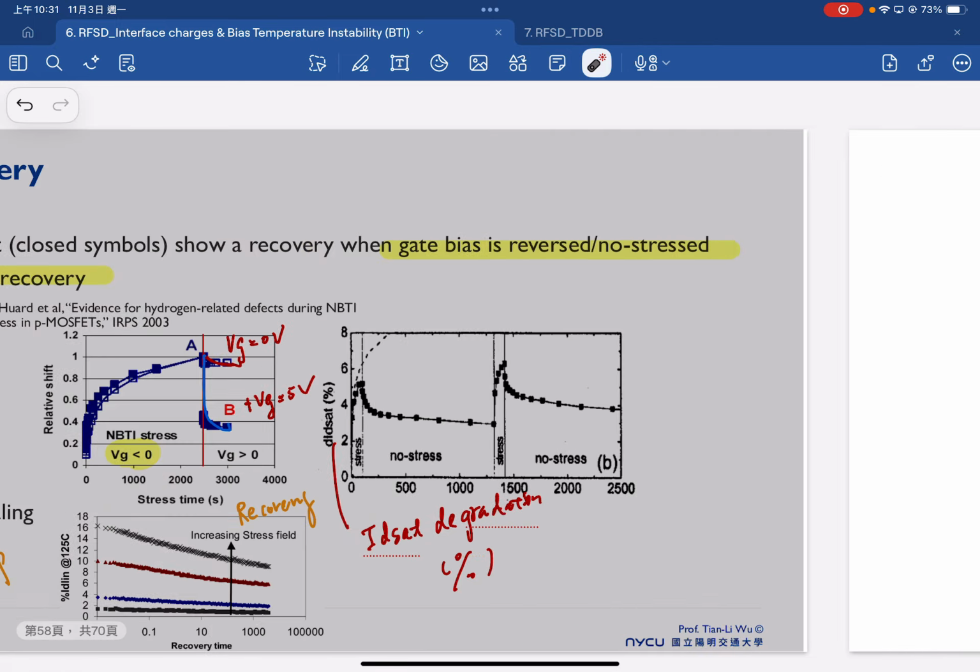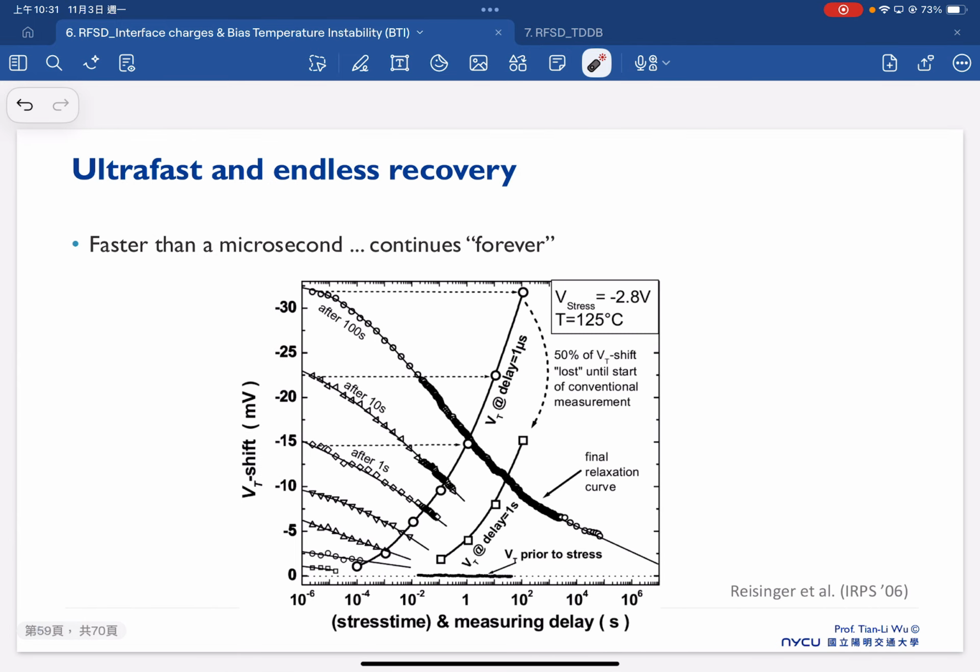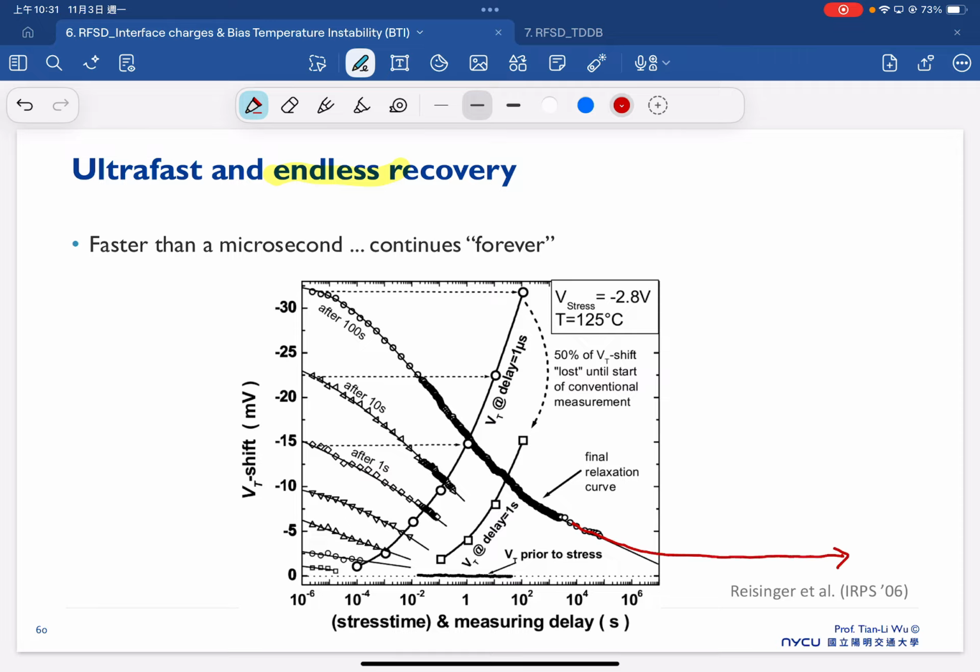And one of the unique properties of the recovery, as I say, is that it is an endless recovery. The endless recovery means that we will never be able to have a full recovery. It always has a very slow recovery, and we don't know until when, but it will never go back to the original value here.